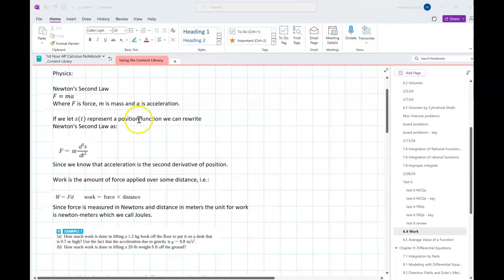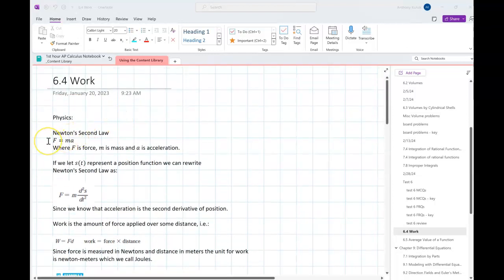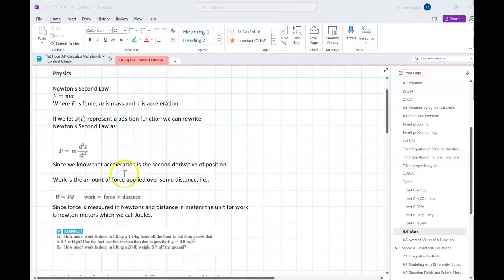Those of you that know physics know that force is equal to ma, mass times acceleration. Now, if we think about S as a position function, really Newton's second law would be mass times the second derivative of our position function, since we know that acceleration is the second derivative of position.